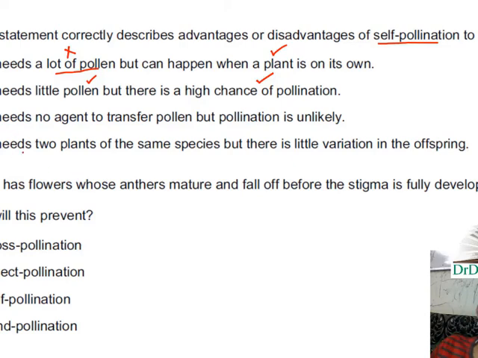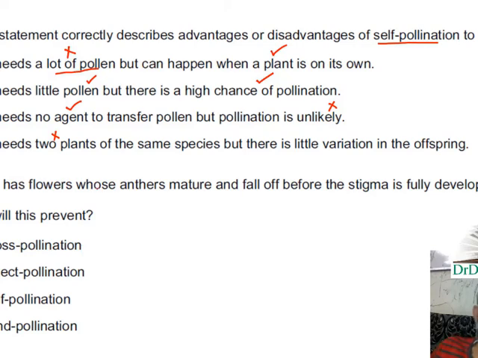Let's see how C is wrong. It needs no agent. Yeah, it is correct to transfer the pollen, but pollination is unlikely. No, this is wrong. Pollination is likely to occur. D is it needs two plants. No, it does not need two plants. When self-pollination is occurring, two plants are not needed. So you can see that A, C and D, all these statements have certain flaws in them. Only statement B is correct. So the correct answer for this question will be B.